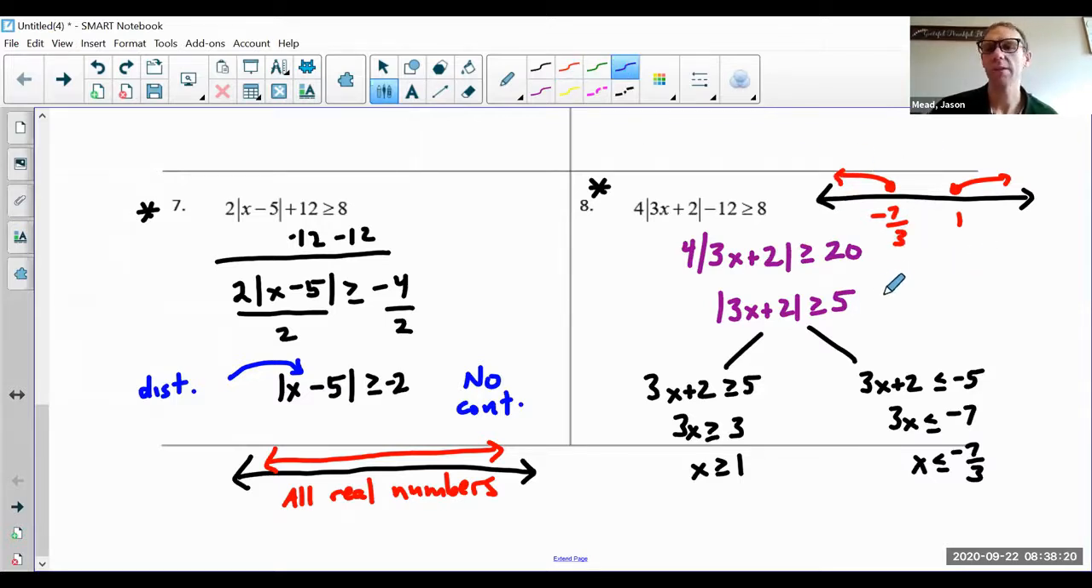And if I want to write this in interval notation, remember that I can do interval notation. It basically kind of looks like what the graph looks like. So negative infinity to negative 7/3, bracket because this is filled in, union because there's a gap, 1 to infinity. So that would be the interval notation of the answer.